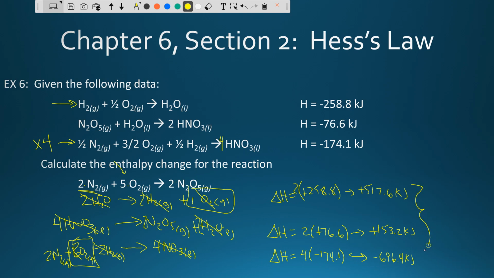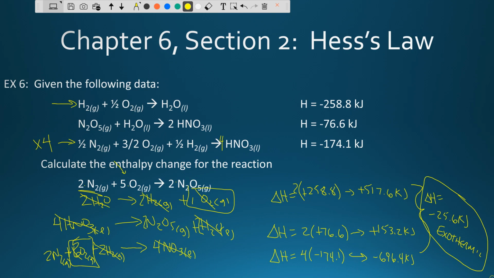I simply add all this up, and I end up with a delta H, if I did all my math right, of negative 25.6 kilojoules. This problem is exothermic, and the problem is solved.